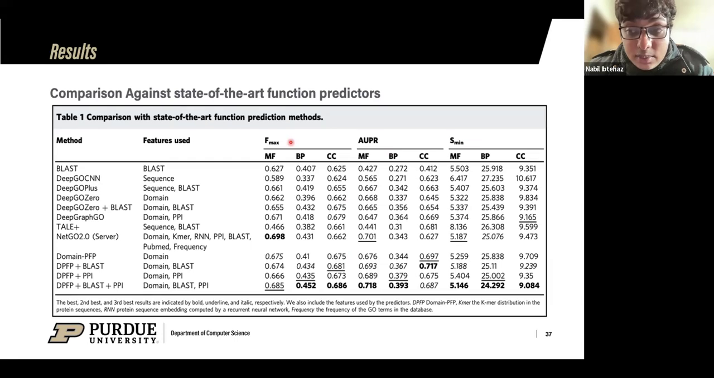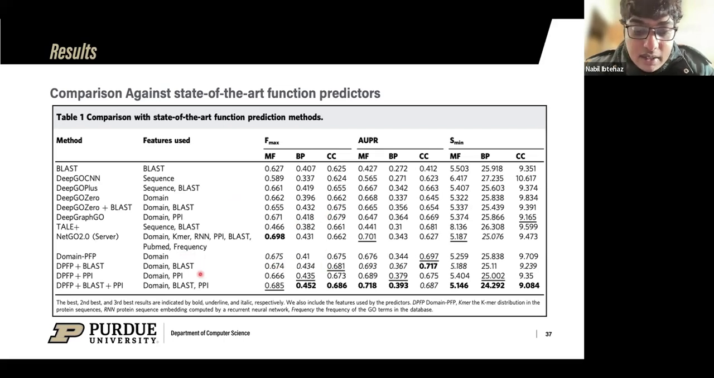Fmax is the highest possible F score based on various thresholds. AUPR is just the area under the PR curve, and Smin represents how statistically important or how difficult our predicted functions are. So we can see that among the methods that only rely on sequence information, our Domain-PFP is the best one. The same holds if we consider BLAST, like DeepGOPlus and DeepGOZero plus BLAST, which also have BLAST information, and we are better than them. Like from 0.655, we are scoring around 0.674. Then from 0.432, we have 0.434. From 0.675, we have 0.681.